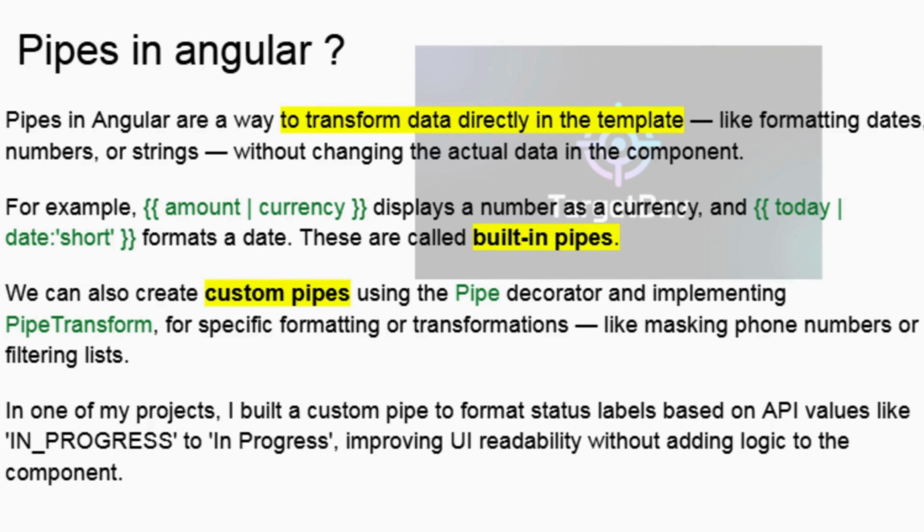In one of my projects, I built a custom pipe to format status labels based on API values, like IN_PROGRESS to In Progress, improving UI readability without adding logic to the component.